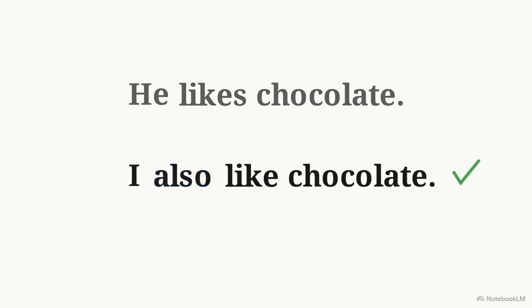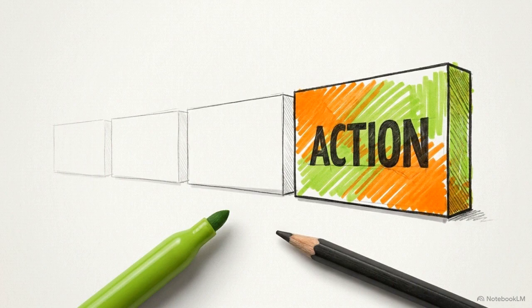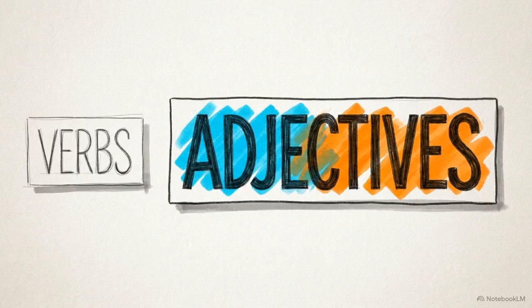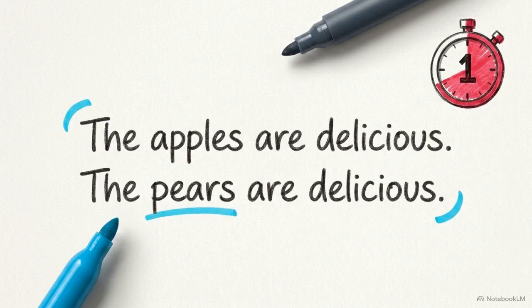I also like chocolate. This requires mental restructuring. Unlike tacking a word onto the end of a finished thought, using also forces you to anticipate the action word before you actually speak it. Let's test this structural logic against a new set of data, this time using adjectives instead of verbs. This image displays our prompt. The apples are delicious. The pears are delicious. Take 3 seconds to mentally map out 3 distinct ways to link these sentences using too, as well, and also.